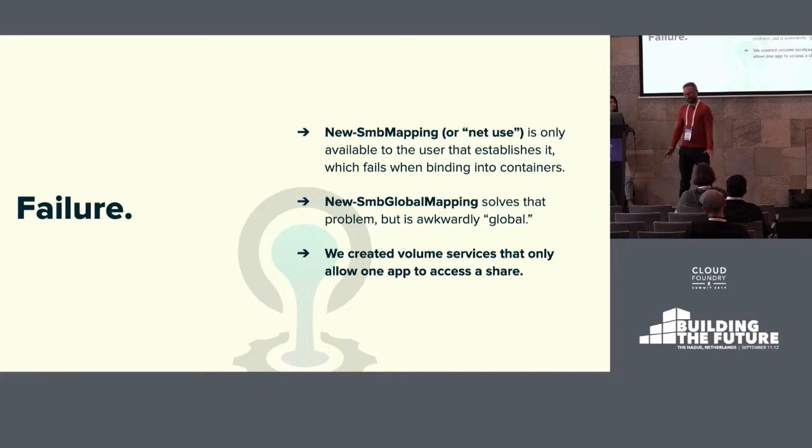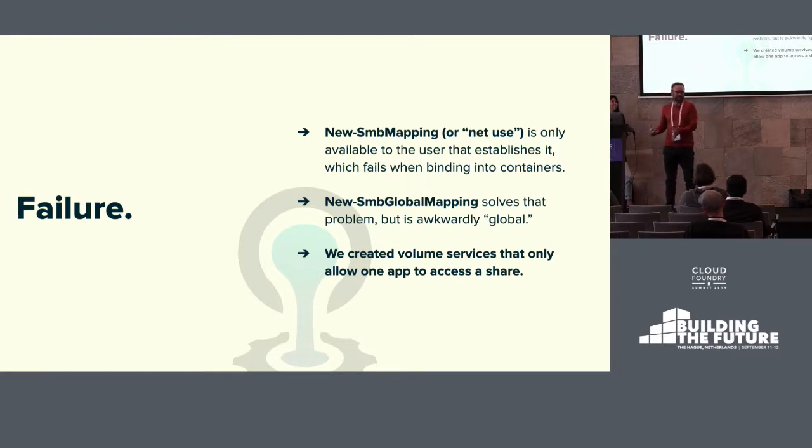But that thing was too global, in the sense that if you mounted a remote share with a set of options, then that was the only thing you could do with that remote share. And the second one, maybe with a different user or some other mount option, would just fail because that remote share is already mounted. And even if we got that worked around, you needed to associate a drive letter, meaning you could only have 20-odd mounts per Diego cell. So it was just awkward.